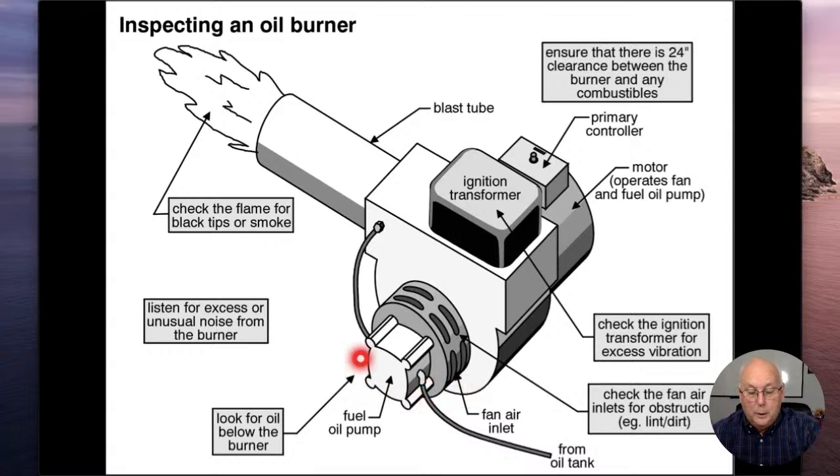There should be no oil leaking from any of these joints in here, so our pump should be working just fine. If you could see the flame, it should be more of a cone shape than anything else. Typical color is going to be yellow and orange when it comes in there.